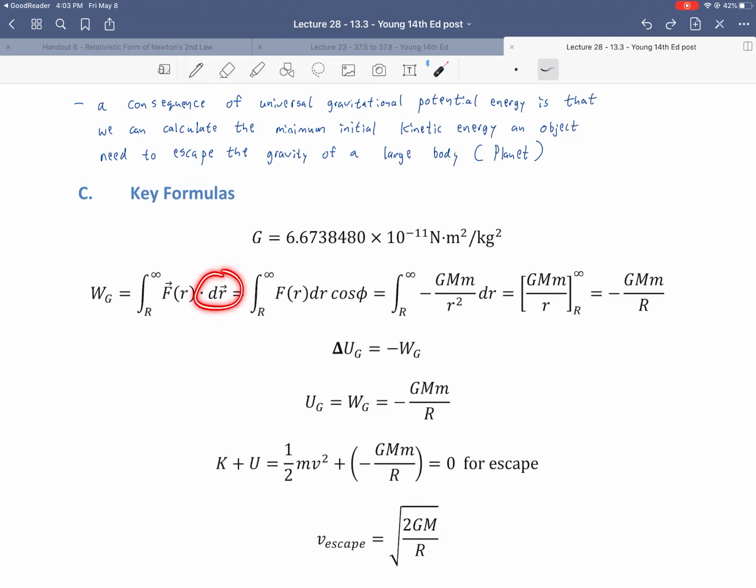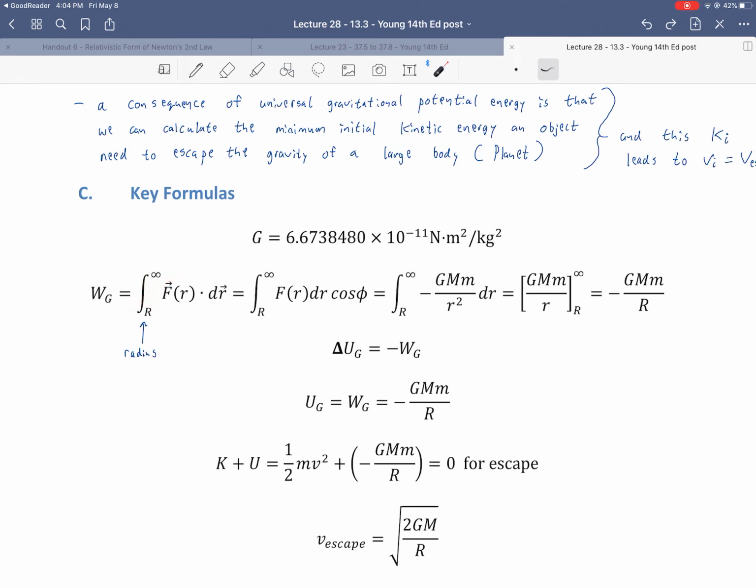dr is just our displacement differential. F, of course, is the force, because every force has its own work, so this would have to be the force of gravity since we're talking about the work done by gravity. This is the work done by gravity, not the work done against gravity or anything like that. What makes it not completely general is that we have some defined limits here. We're specifically going from r to infinity.